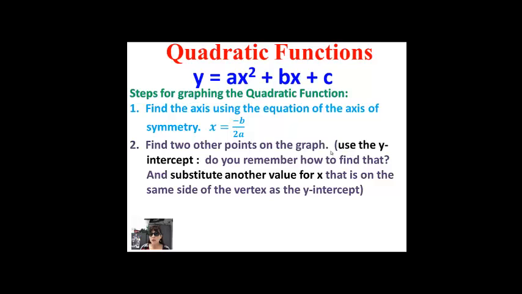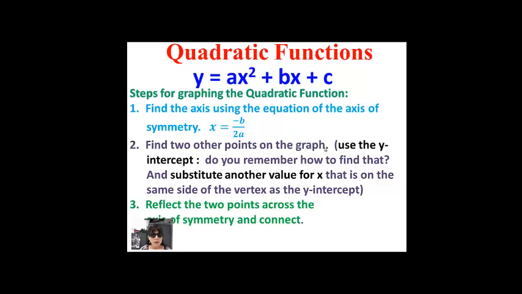And then we're going to substitute another value in for x that's on the same side of the vertex as your y-intercept. And so you need a couple of points on one side of your axis of symmetry to make it a parabola. And then step 3 is you're going to reflect those points across the axis of symmetry and then connect your dots. If all of this seems like a foreign language, you'll pick it up real quickly when we start doing a few problems, I hope.